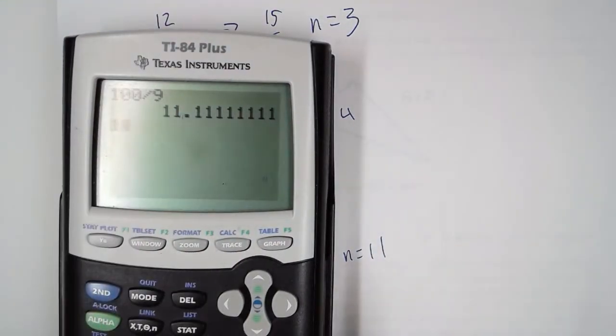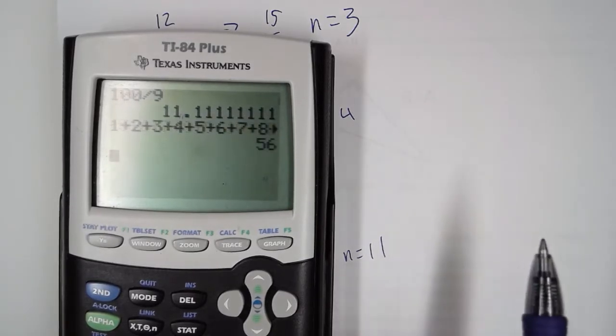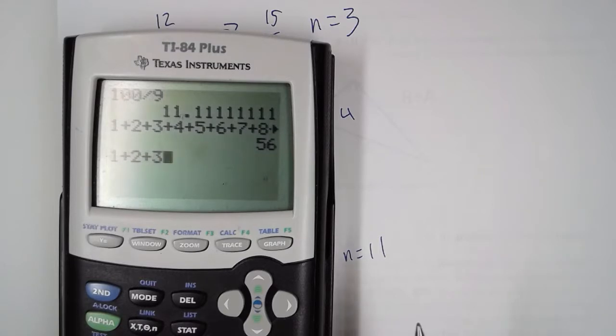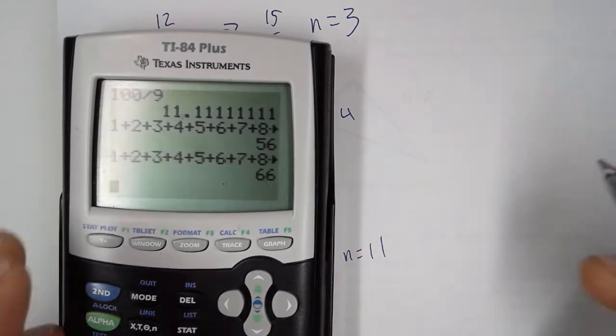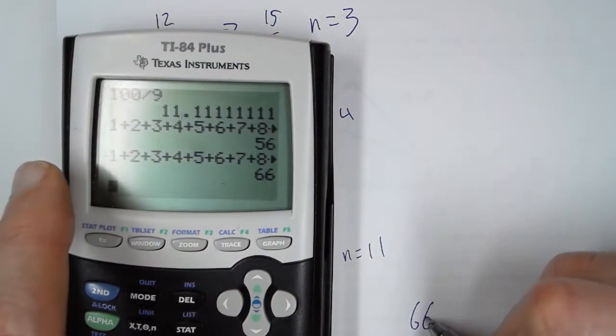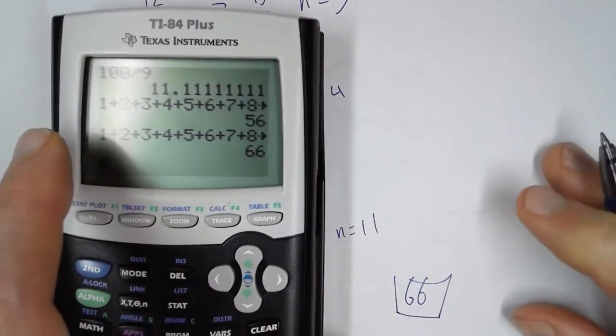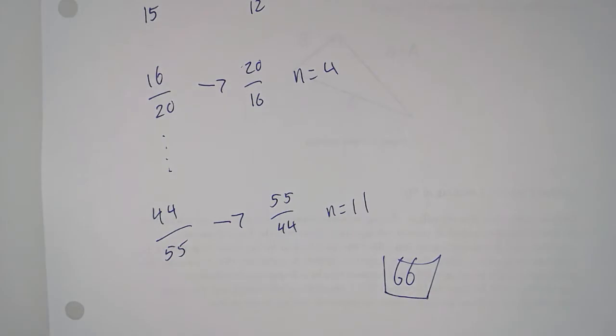So if we add those up, we get 1 plus 2 plus 3, 4, 5, 6, 7, 8, 9, 10, 11. We get a total of 66. Those are all the values of n that could work. And there's our answer, and we're done.